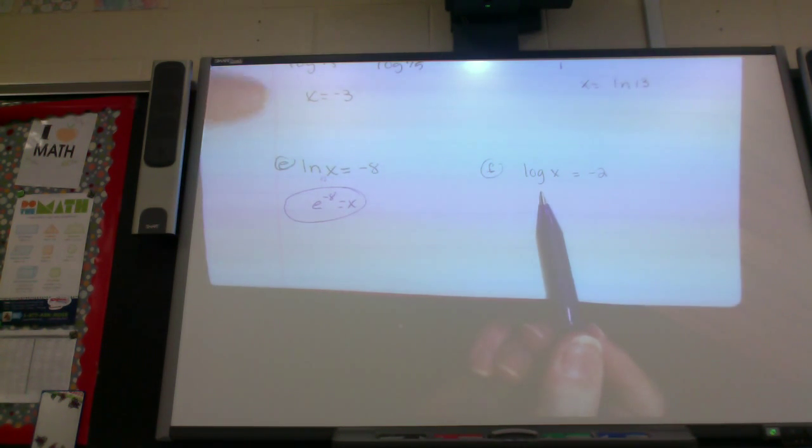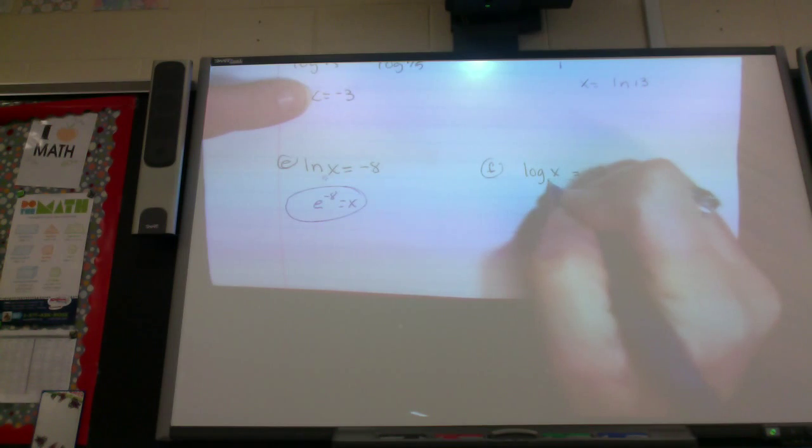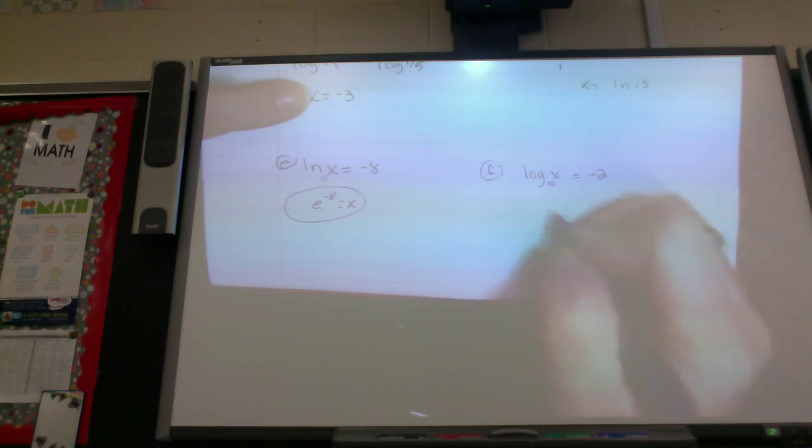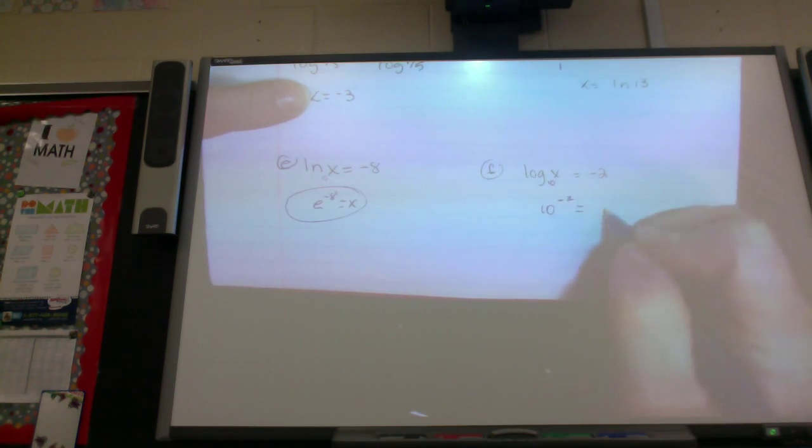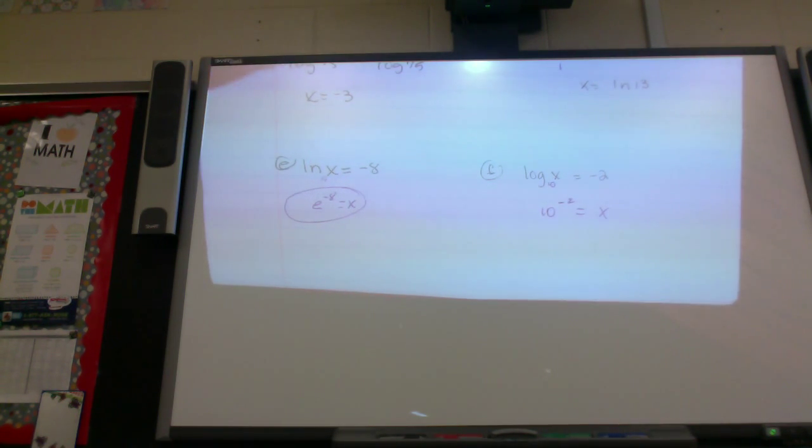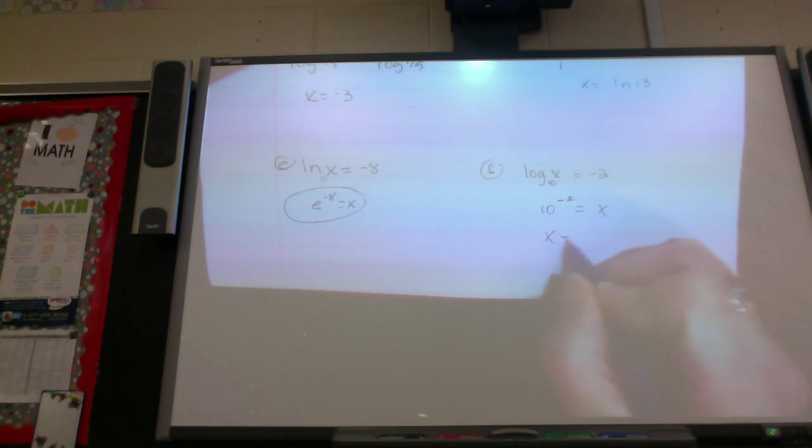What's the base here? 10. Remember, log base 10 of x. So that's 10 raised to what power equals x? And now what is 10 to the negative 2? 1 over 100.